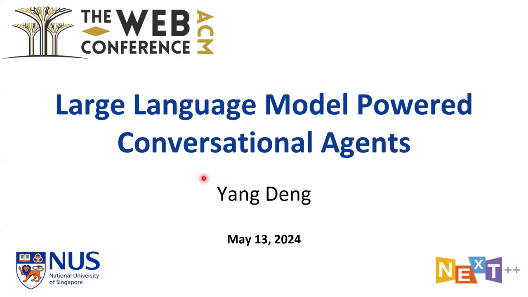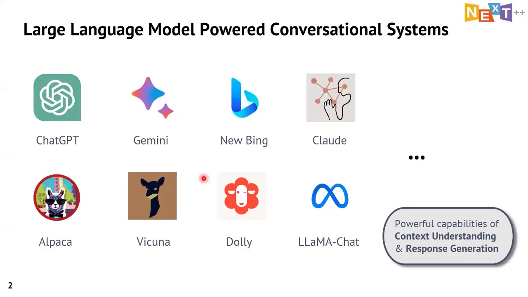I will talk about the large language model powered conversational agent. And my name is Yang Deng, and I'm currently a postdoc research fellow at the National University of Singapore. And we can see that in the recent 2 years, there are so many large language model powered conversational systems that have already come into our daily lives. For example, ChatGPT, Gemini, New Bing, Claude, and so many other open source conversational models like Alpaca, Vicuna, Llama Chat, and so on.